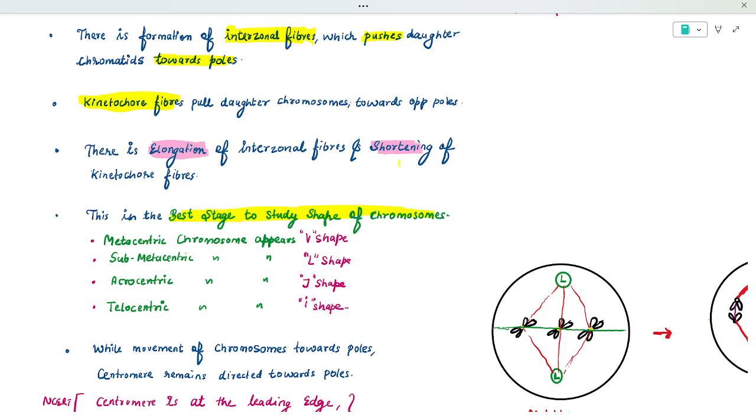We have studied 4 types of chromosomes. Metacentric, here I have drawn the metacentric chromosome. Which shape are you seeing here? That is the V shape. Submetacentric has L shape, acrocentric chromosome has J shape and telocentric chromosome has I shape. So again it is one important MCQ in your NEET.